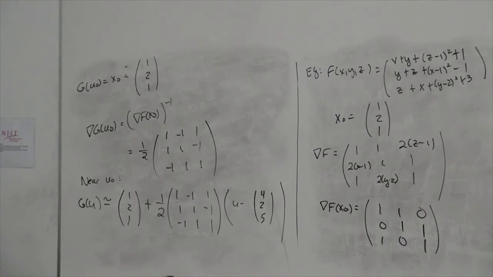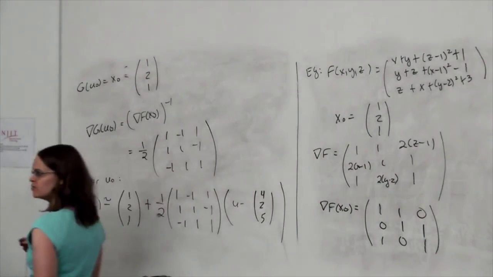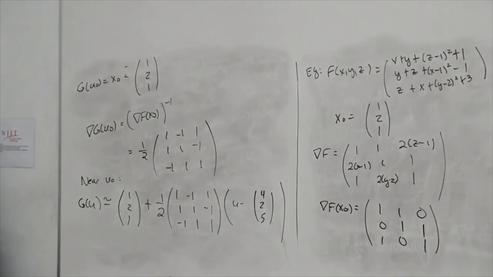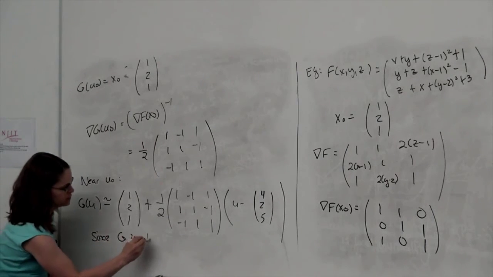And this works because our inverse function is also beautifully well behaved and differentiable and defined on this open set that has volume. So since G is differentiable.